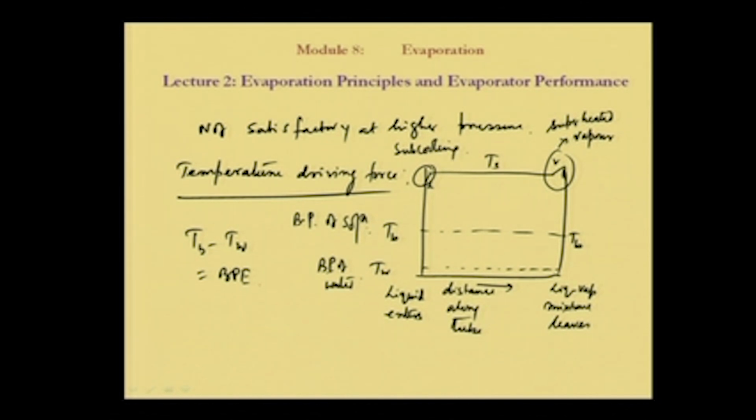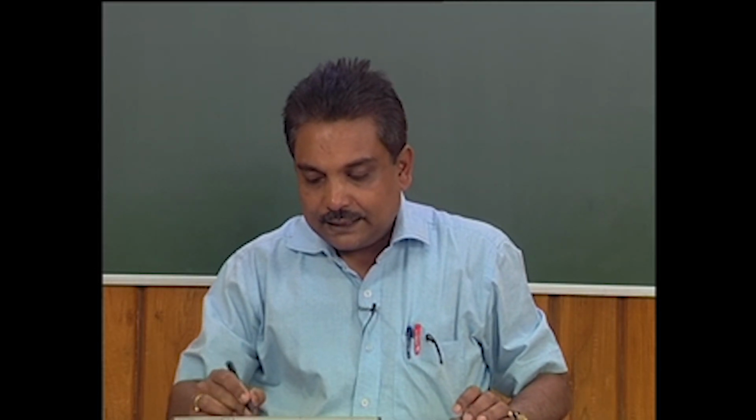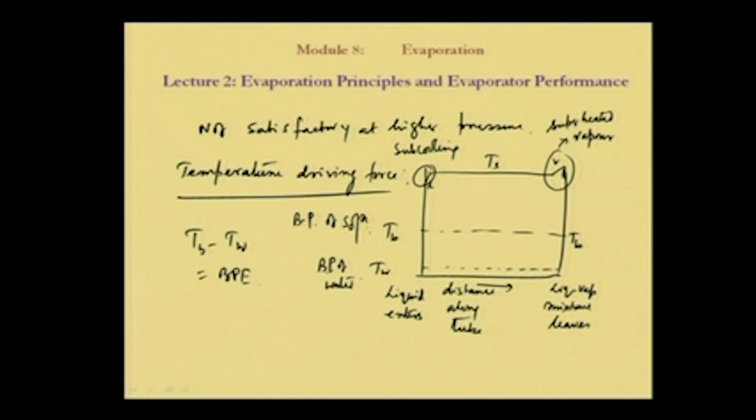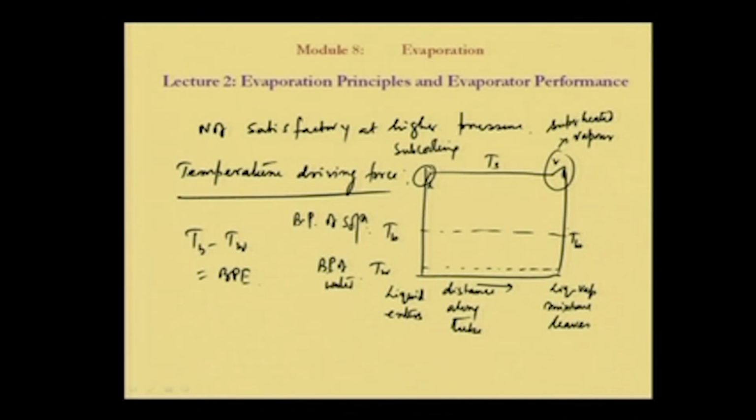So, what is happening? We have a tube and the liquid is entering, and then it is boiling, and the vapor liquid mixture is going up and leaving the tube. This is the length of the tube, and this is the boiling point under the pressure condition inside the tube. Boiling point means that it boils when it meets the saturation temperature. And this Tb is the boiling point of the solution at that particular pressure in the tube.